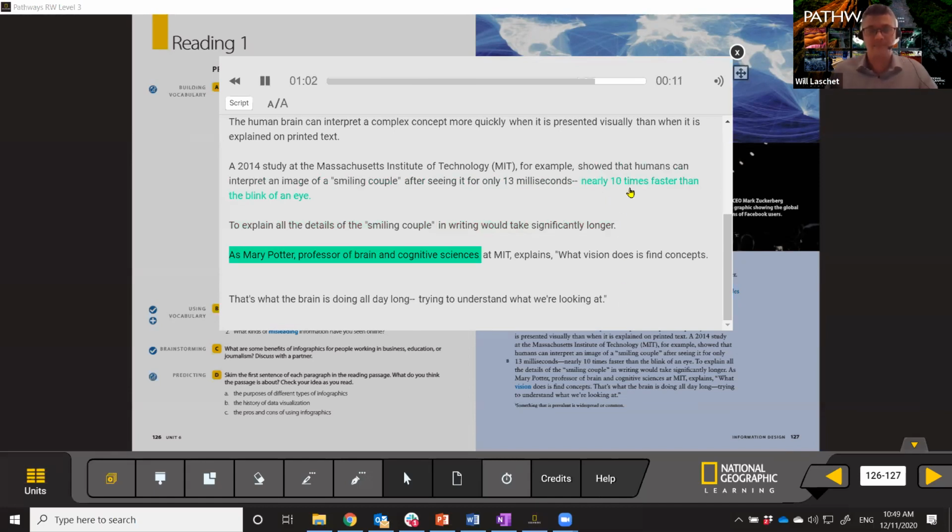As Mary Potter, professor of brain and cognitive sciences at MIT, explains, what vision does is find concepts. That's what the brain is doing all day long, trying to understand what we're looking at.